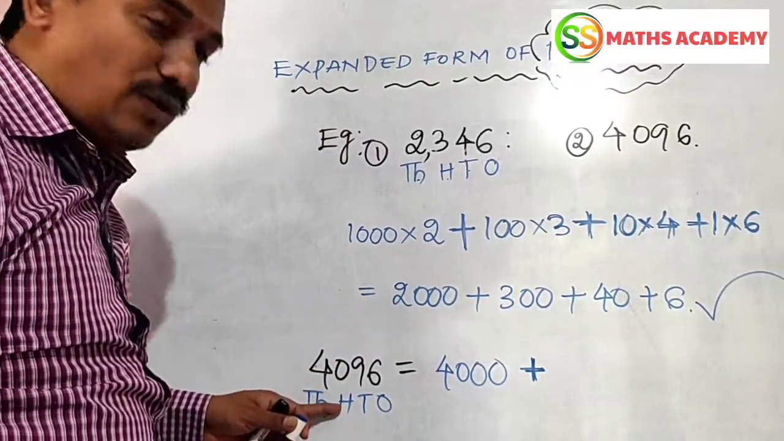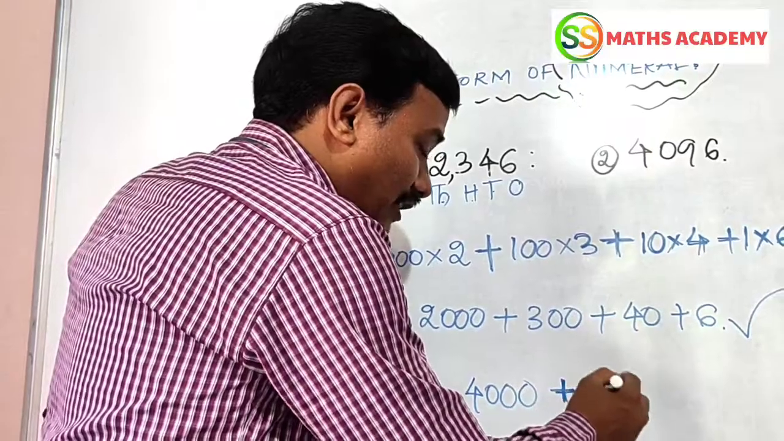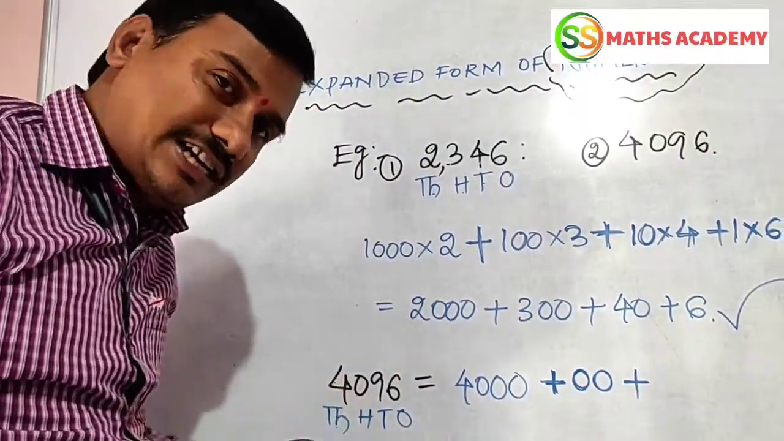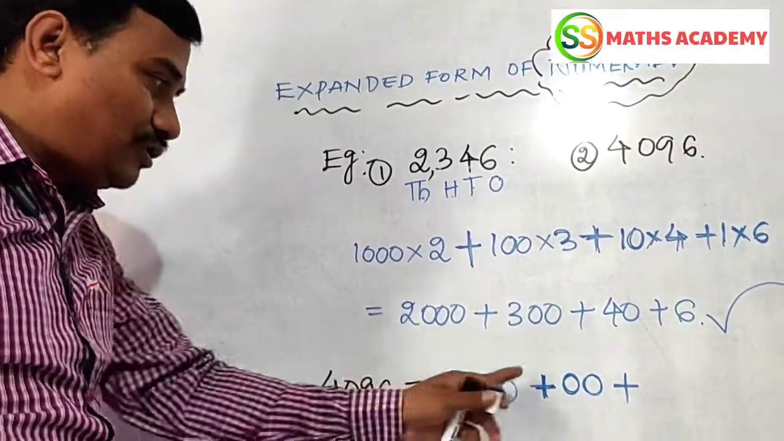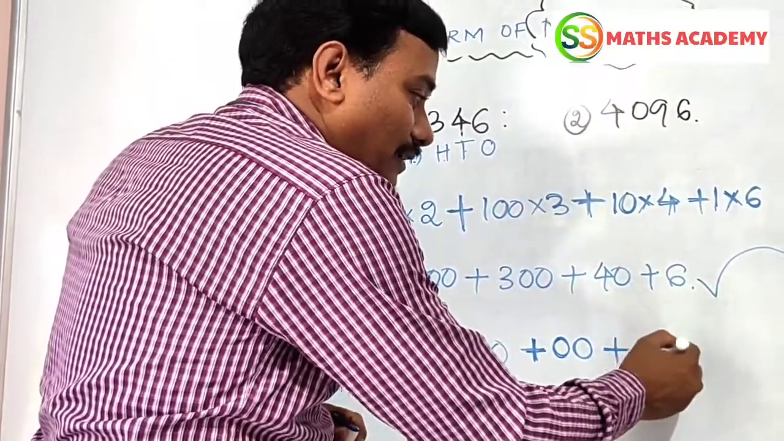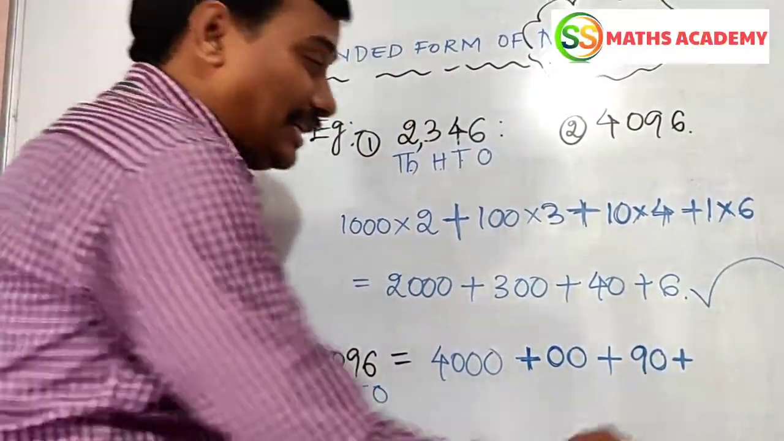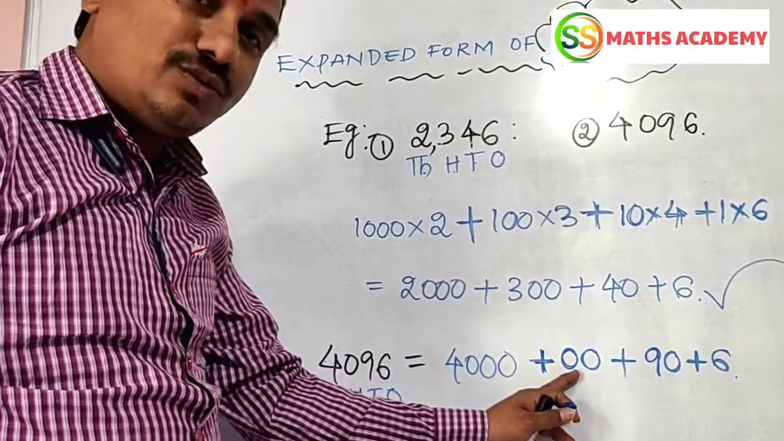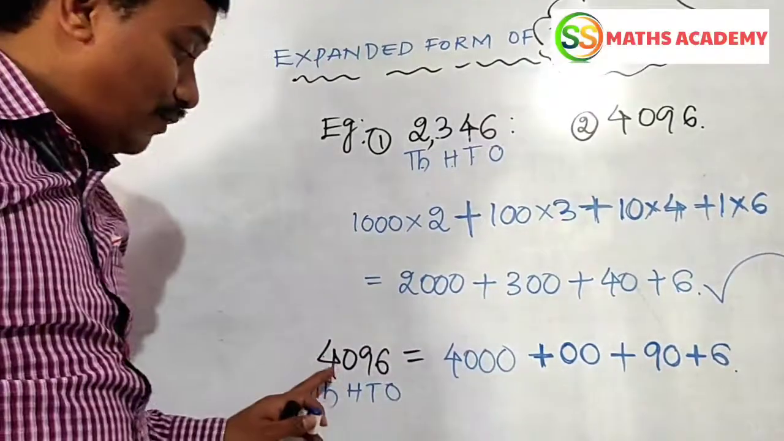Here 0 is under the hundreds. Any number multiplied with 0 becomes 0, so 100 into 0 is 0. Hundreds multiplied with 0, 0 will come. You know the property. Next, tens position 9. 10 into 9, 90. Last one, ones position 6. 1 into 6, 6. So 4000, hundreds position 2 zeros, and 96.